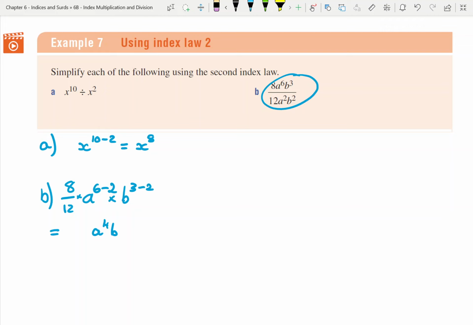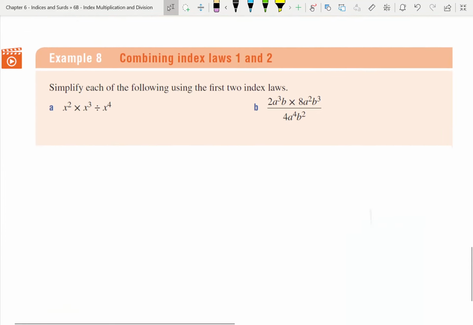Now, this is probably a good point to talk about the fact that if we have b to the power of 1, we will omit the index. We won't write it. So anything to the power of 1, as we talked about in the last video, is just itself. So we're just going to write b instead of b to the power of 1. And then with this fraction, we can simplify it by taking out a factor of 4, and that is going to give us 2/3 times a to the power of 4 times b. So a lot of simplification that we can do there.